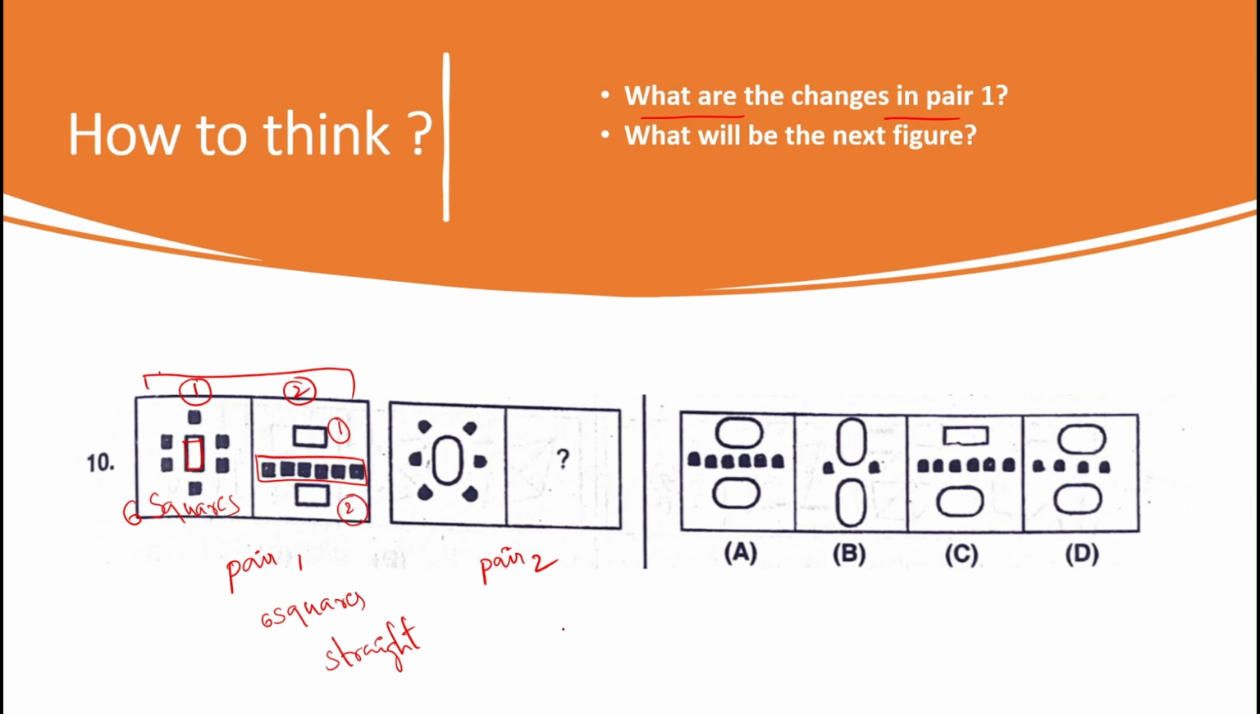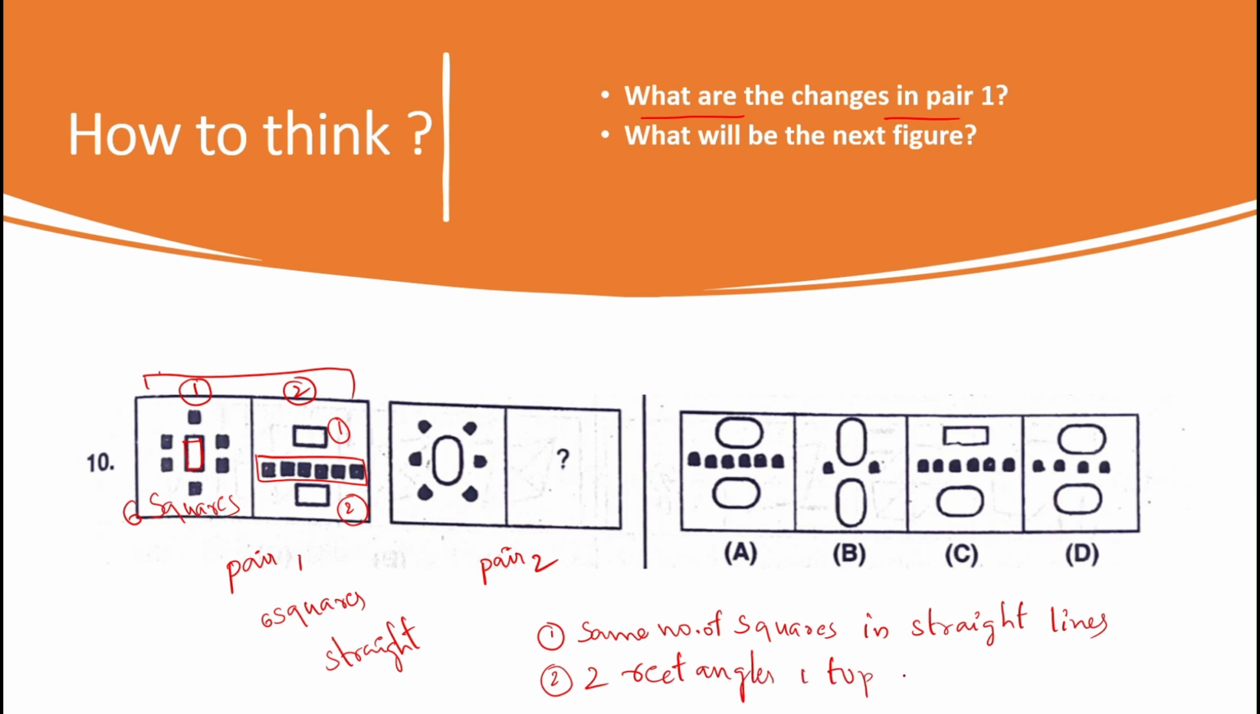So what are the changes here? See, the same number of squares but they are in a straight line. And what is the second change? There is one rectangle, it became 2 rectangles, one at the top and one at the bottom, right? So we will be applying the same changes for the second pair.